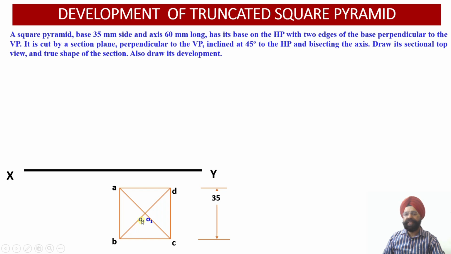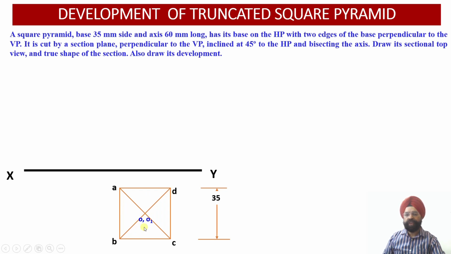So the axis point is O and O1. O happens to be the axis point at the top, that is at the apex or the vertex of the square pyramid, whereas O1 is the axis point at the base of the pyramid. So the 4 vertices mentioned over here, A, B, C, D, are the corners of the base. Once we have drawn the top view, you can see this is one slant triangular face, this is the second slant triangular face, this is the third slant triangular face, and this is the fourth slant triangular face.